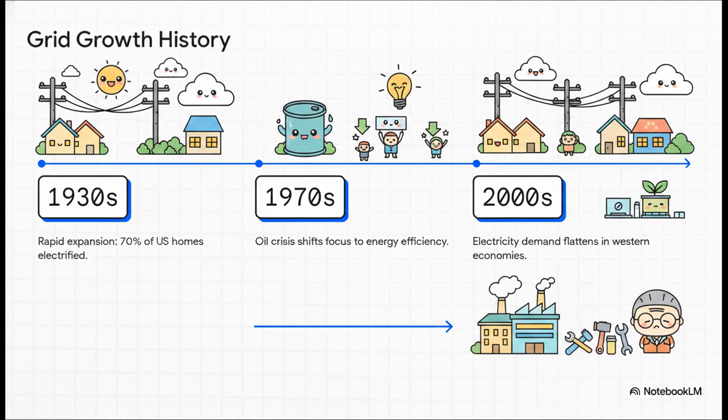Now, that was great for a while, right? We kept growing our economy without actually burning more power, but it caused a hidden problem. When you stop building, your supply chains atrophy, your workforce ages out. The Western world literally lost its muscle memory for building massive electrical infrastructure.